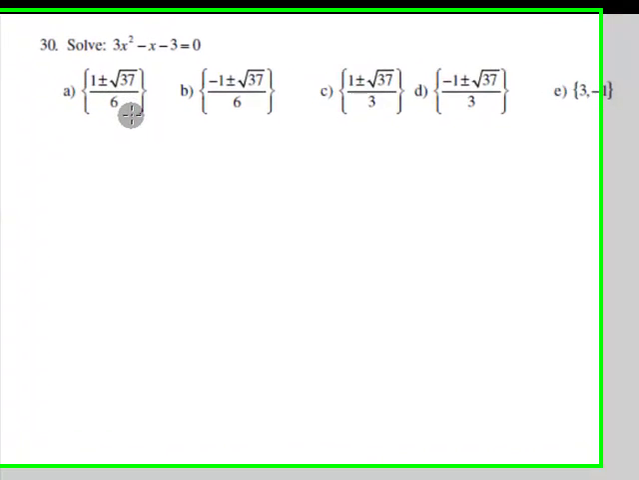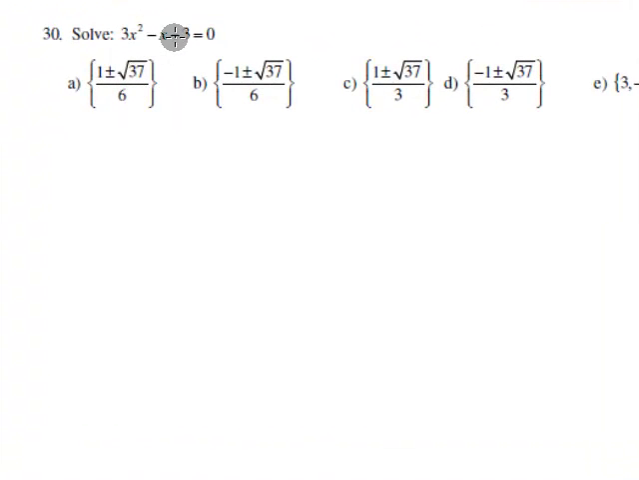Question 30. Solve 3x squared minus x minus 3 equal to 0. This is a quadratic equation. Based on what we learned in chapter 10, we can try factoring, completing the square, or the quadratic formula to solve it. Most of the time we will try factoring a few times, see if it works. If it doesn't work, then we will jump to the quadratic formula.